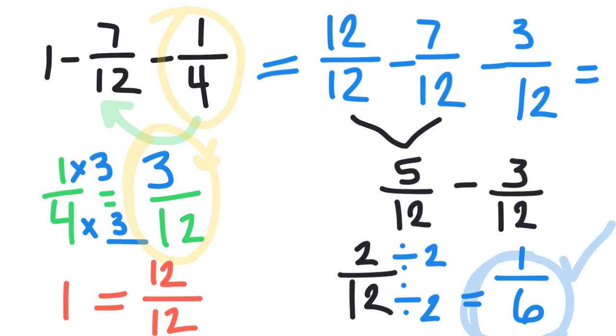So just as a reminder, I started up here with 1 whole minus 7/12 minus 1/4. First, I turned my 1/4 into twelfths right here. Then I took my whole and I also turned it into twelfths right here. Then I rewrote my equation so that all of the denominators were the same, all twelfths. Now that my denominators were the same, I can subtract. And I got 2/12, which I then simplified to 1/6. That's it.